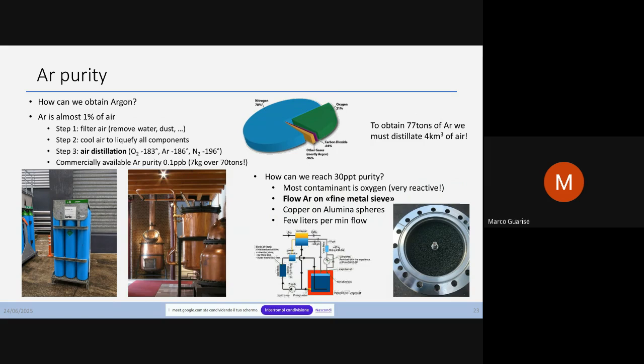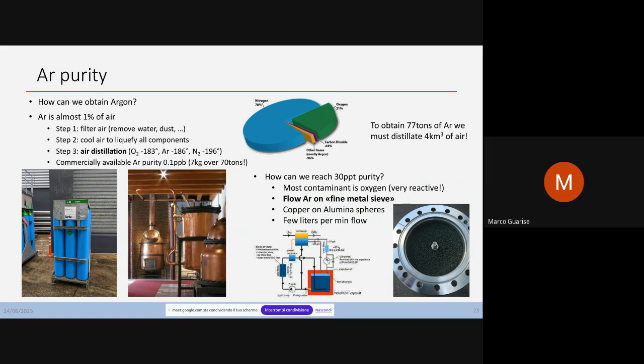And so how can we obtain argon with this purity? Basically, argon you can buy from companies. Argon is a so-called rare gas, but it is not so rare. In fact, it is 1% of the air. And so companies liquefy the air and then distill it, with a process similar, for example, to that used for the distillation of grapes as well.